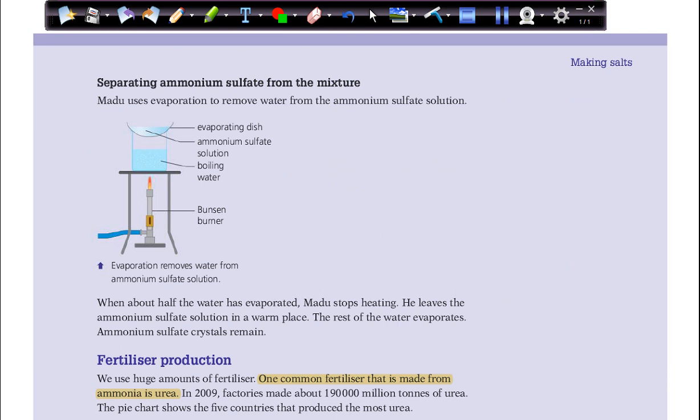Separating ammonium sulfate from the mixture. Madhu uses evaporation to remove water from the ammonium sulfate solution. Here we have the water bath, the evaporating dish with the mixture, and the Bunsen burner. When about half of the water has evaporated, Madhu stops heating. He leaves the ammonium sulfate solution in a warm place. The rest of the water evaporates, and ammonium sulfate crystals remain. So this is the same process if we got salt and water inside the mixture.